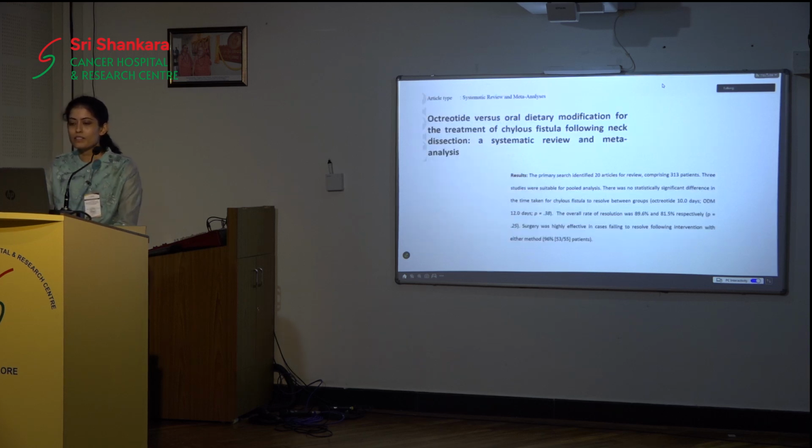This is a meta-analysis and systematic review which compared injection octreotide with just oral dietary modification. Though the systematic review did not find any statistically significant difference between these two modalities, it is important to note that there was a lot of inconsistency in the way the two treatments were given because these were retrospective studies. So many patients received total parenteral nutrition along with octreotide. So based on this, we really can't say whether there is no benefit with octreotide at present.